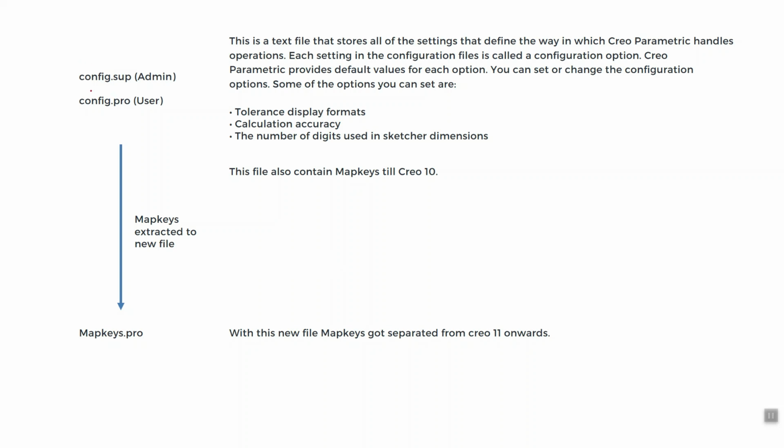So this is the config.sub and this is config.pro. Extracting the mapkeys from these two files, another file came into the picture, mapkeys.pro. So let's see these files in the actual scenario in the software itself, Creo. I will show you how.